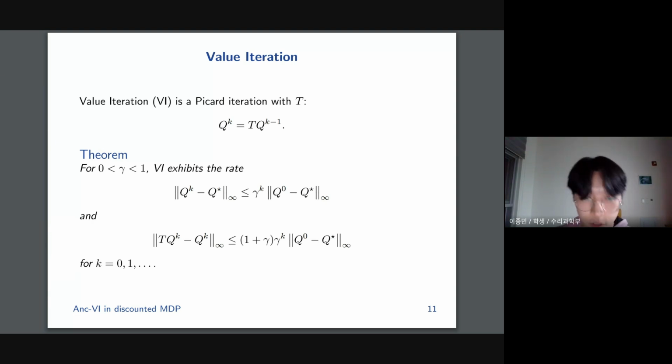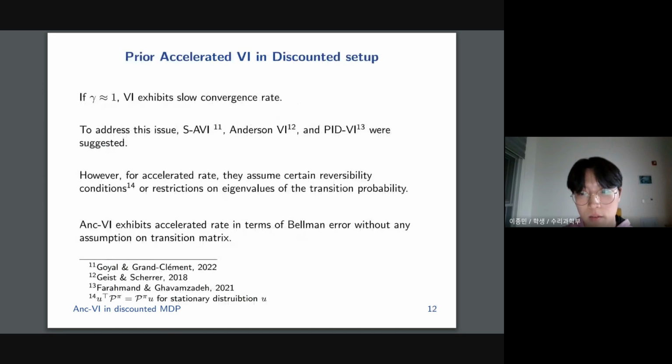However, it shares the same issue as the case in fixed point iteration, Picard iteration. That is, if gamma is close to 1, then it will show a slow convergence rate. To address this issue, variants of VI have been suggested, and those are SAVI, Anderson VI, and PID VI. Interestingly, those methods are all motivated by acceleration techniques in other fields.